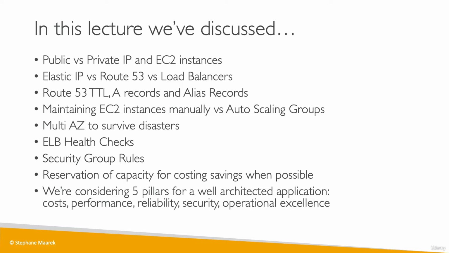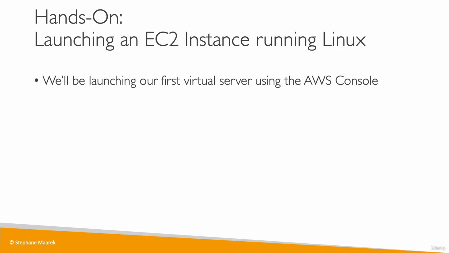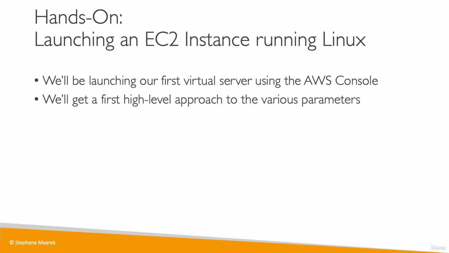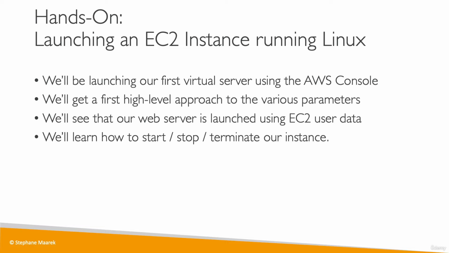I hope you liked it. So we are going to be launching our first EC2 instance, and it will be running on the Linux operating system. And to do so, we will use the AWS Management Console. That will allow us to get a high-level approach to understanding some parameters for the configuration of your EC2 instances. Then we'll use something called the EC2 user data script to configure our web server, and then we can see how we can start, stop, and terminate our instances just to see how the cloud can be powerful for elasticity, agility, and all these kinds of things.